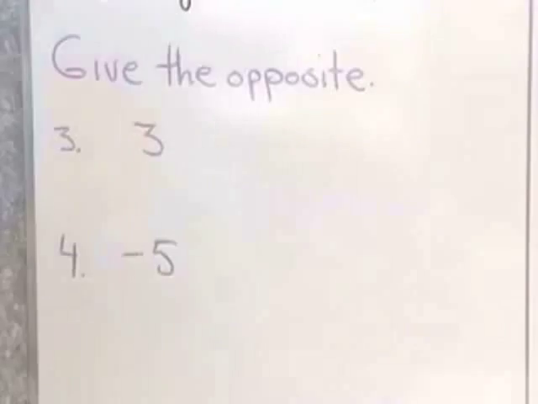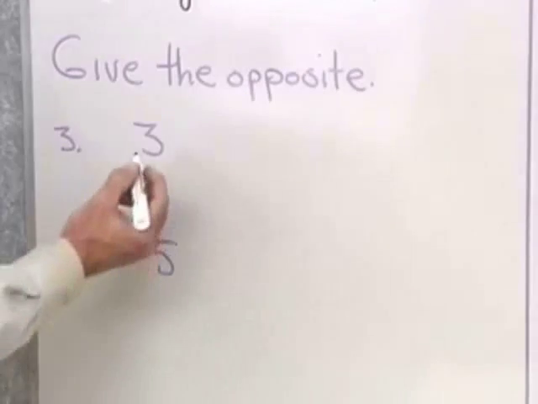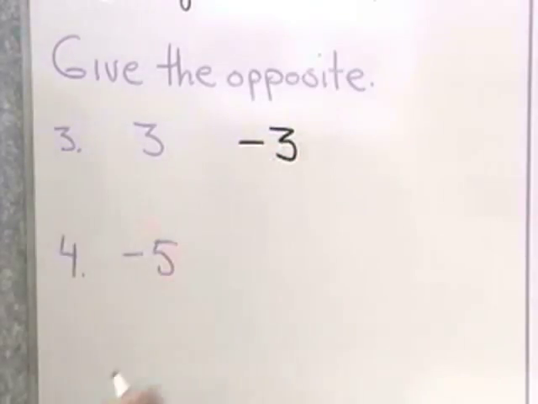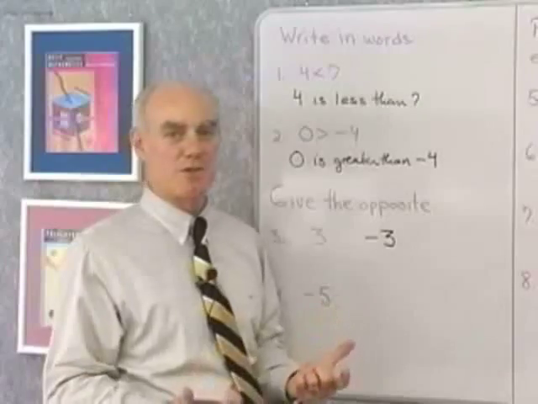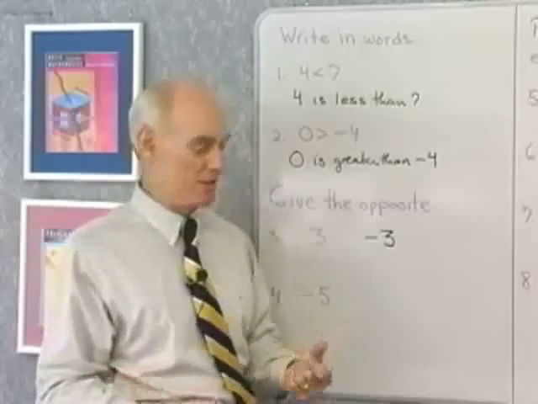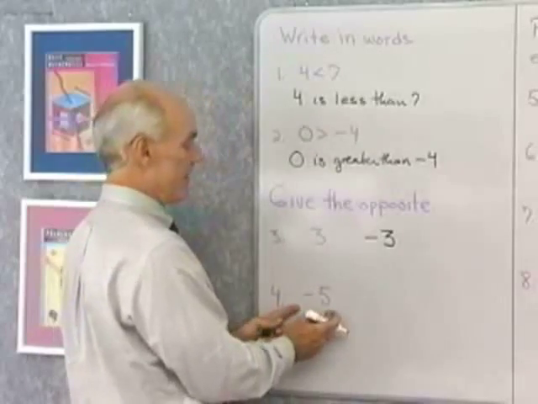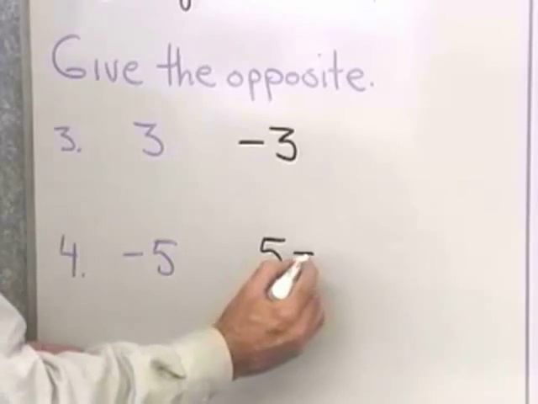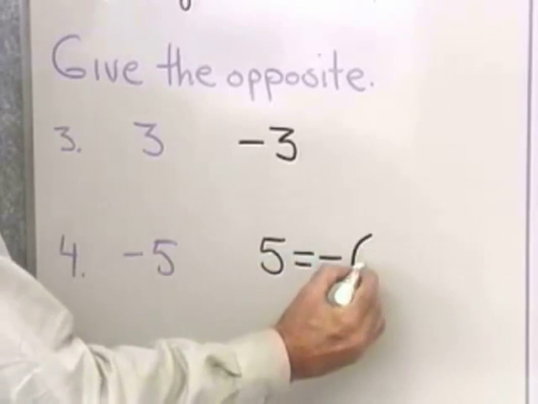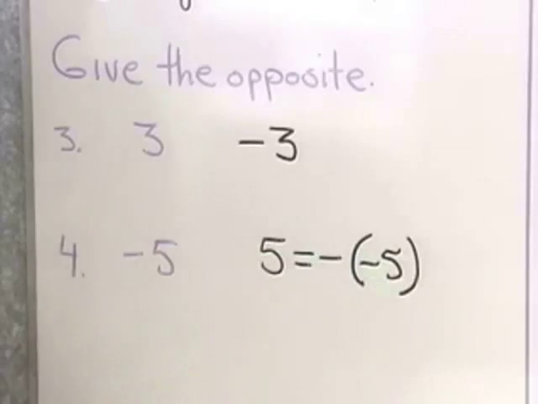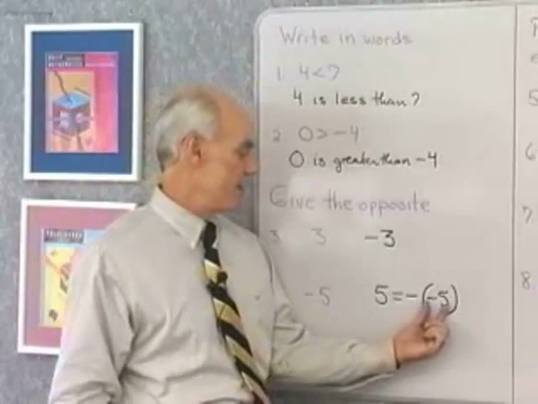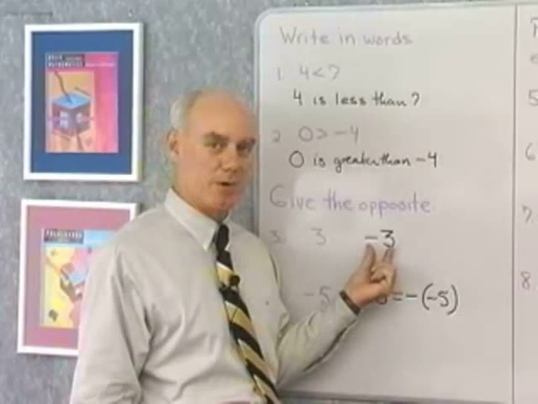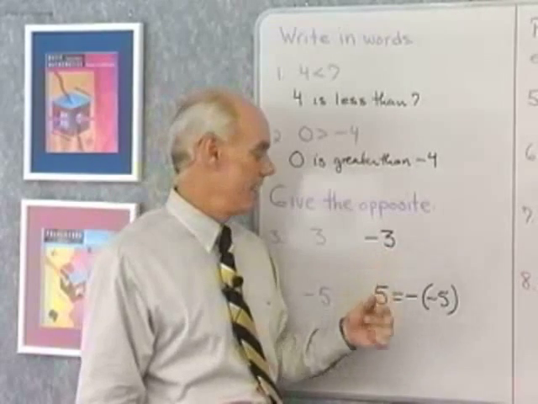Here's our next problems. Give the opposite. What is the opposite of 3? The answer is -3. So opposites are the same distance from 0 on the number line, but in opposite directions. What is the opposite of -5? The answer is +5. Or I can use this notation, the opposite of -5. So here I have -5. I want to find its opposite, so I can just put a negative sign in front of it, just like I did with the 3 up here.